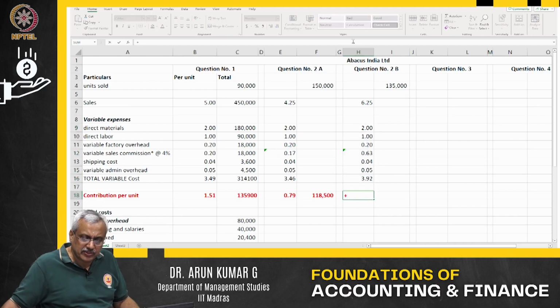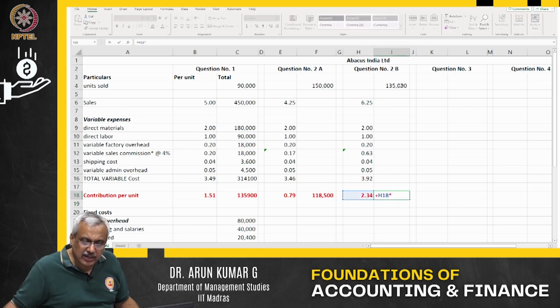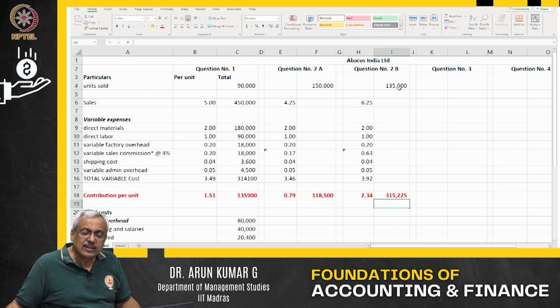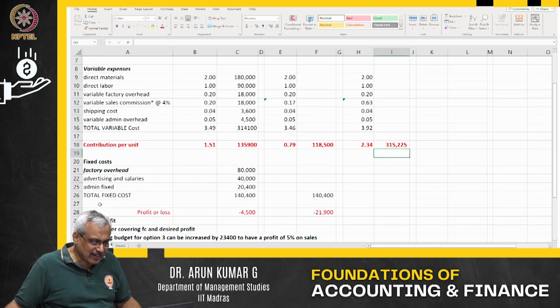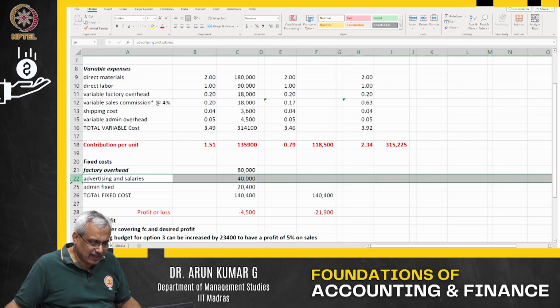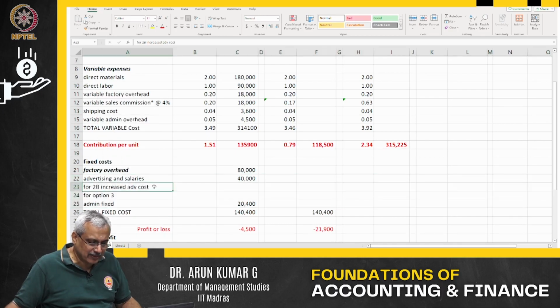My contribution is going to be 6.25 minus 3.92. My total contribution is going to be this into, what is the amount here, 3,15,000. And what do they say? My fixed cost out here, my fixed cost in this particular case is basically, what do you call it in this particular case?